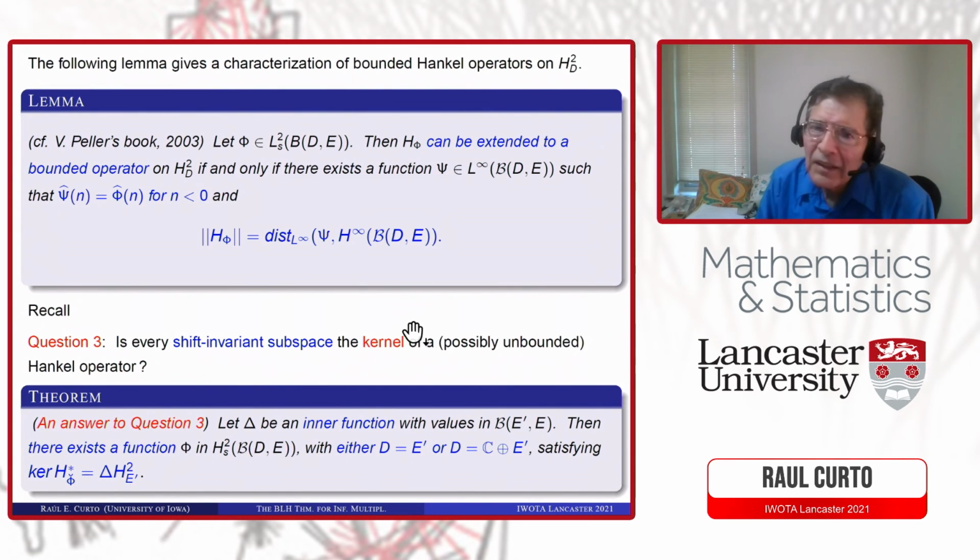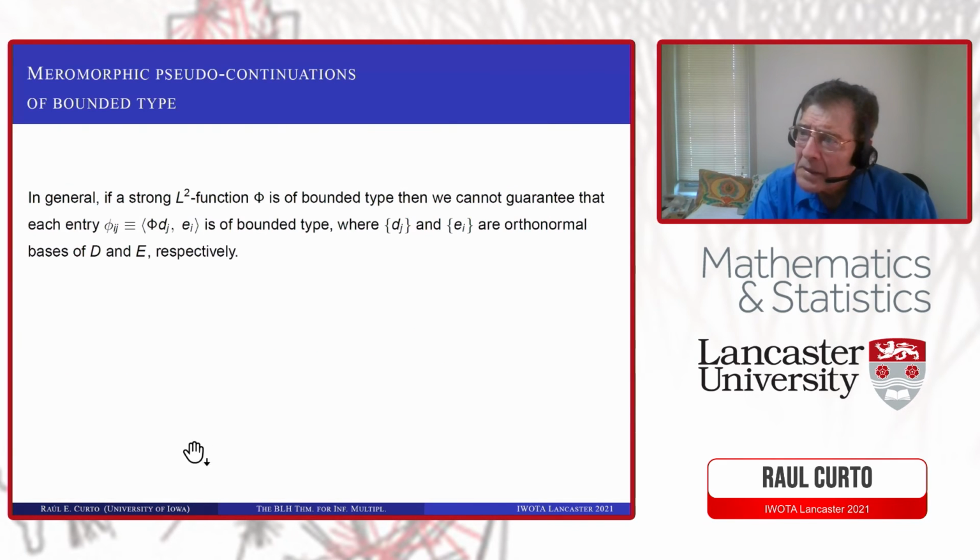We take delta an inner function with values in B prime E. Then there exists a function phi in strong H2 with either D equal E prime or D equal E prime plus one more dimension. So the co-dimension of E prime in D is either 0 or 1, satisfying that the kernel of the adjoint of the Hankel operator associated with the symbol phi brev is delta H E prime. So this is the answer to question 3. In general, if a strong L2 function is of bounded type, one cannot guarantee that each entry is of bounded type. This is true in the case of matrices, but now we're talking about infinite multiplicity.